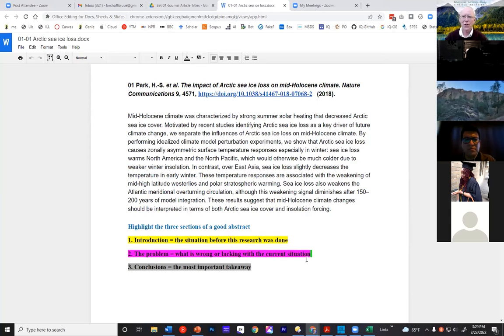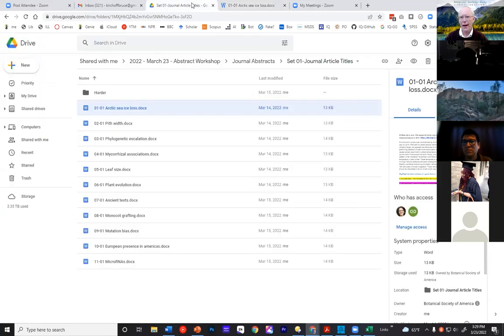You'll have 10 minutes or 15 minutes to work on this. You can work on more than one if you want to. And then we will come back together and we'll go over the abstracts and let you tell us about what you found in the abstracts, how you found the different parts of it, and how you think that the abstracts worked.